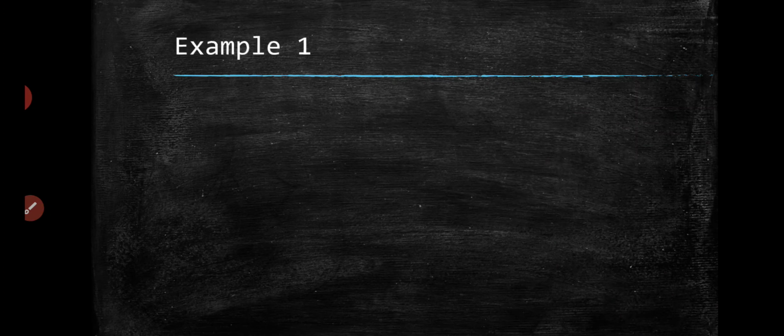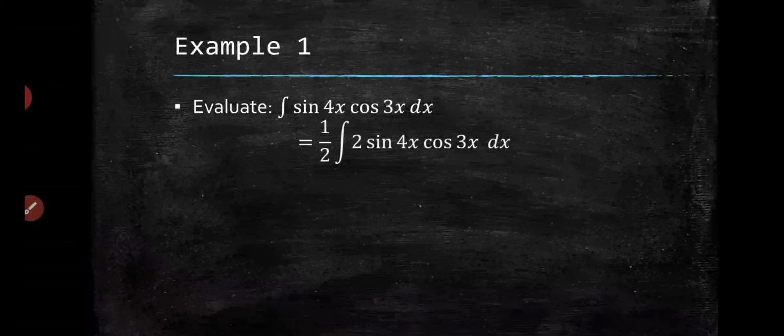The first example is the integration of sin 4x cos 3x dx. A very simple integration, as it looks. We don't know how to integrate when two trigonometric functions are in multiplied form. We know that using the transformation formula we can convert the product of trigonometric functions into a sum or difference. So let us do that. What do we need to do for that? We need to multiply by a half and a 2.